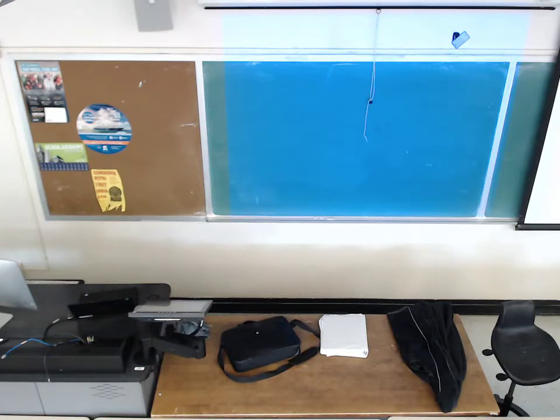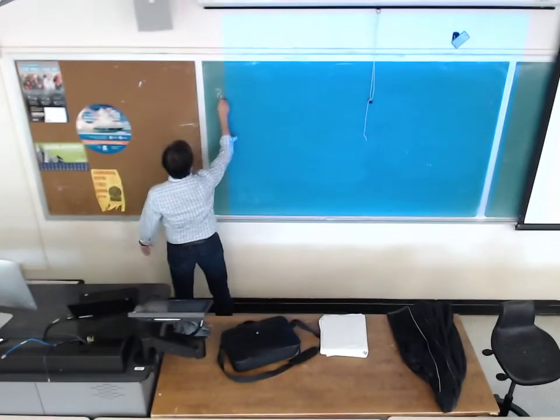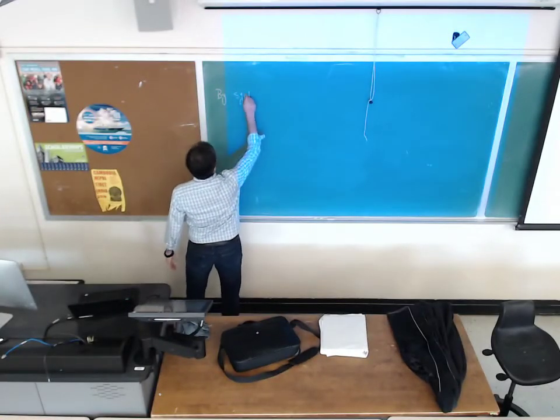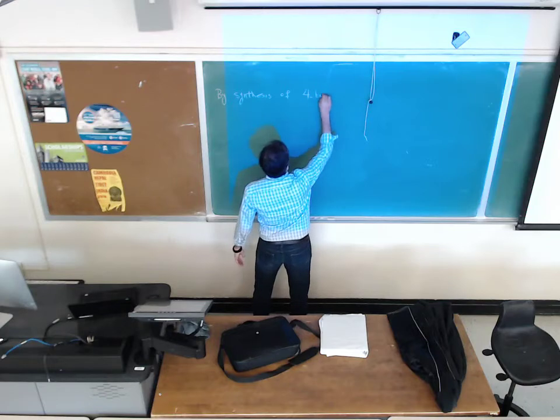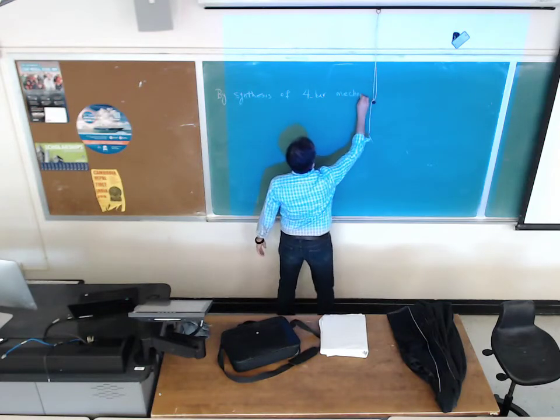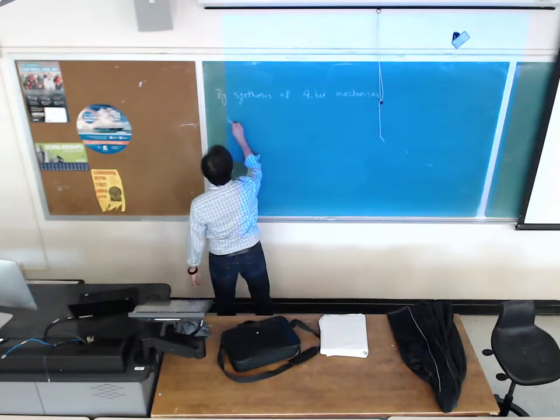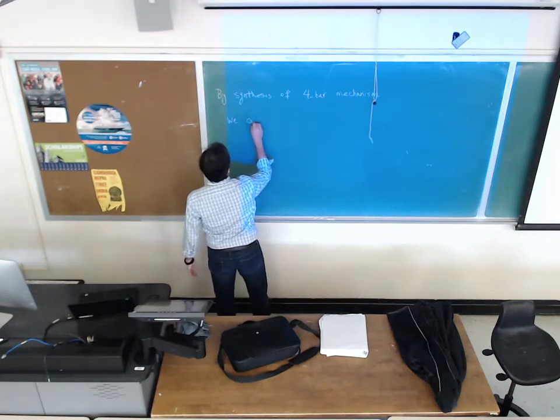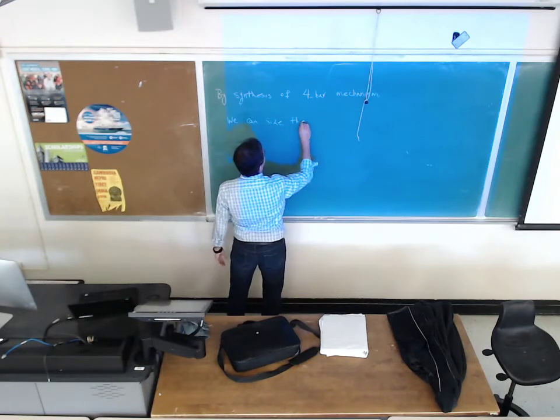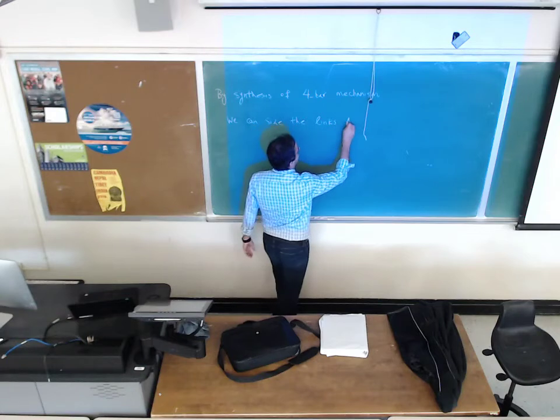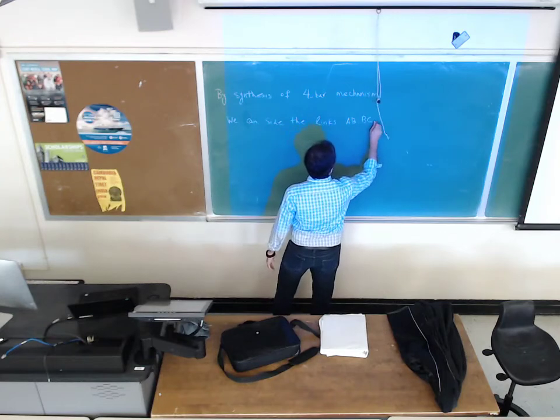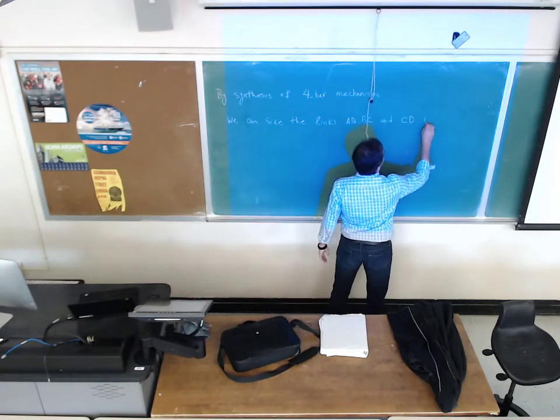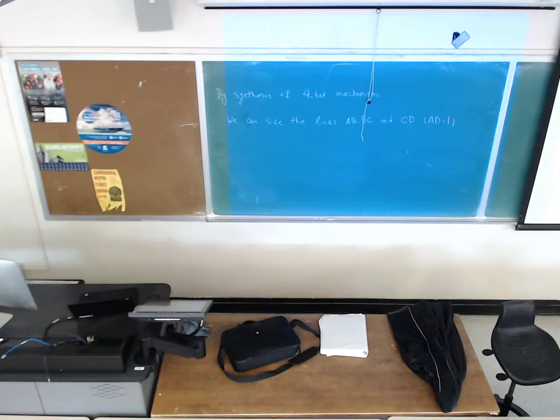So you can size the links, and CD, and AD is 1 as always. So after you size this part, you go through the second part.